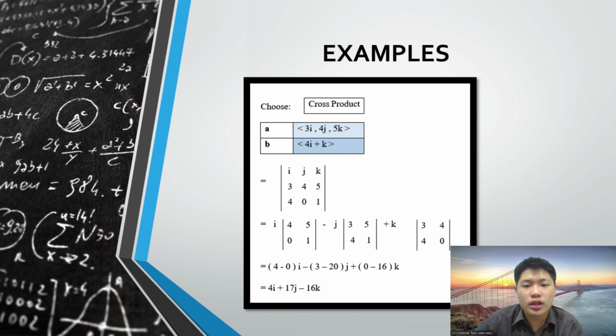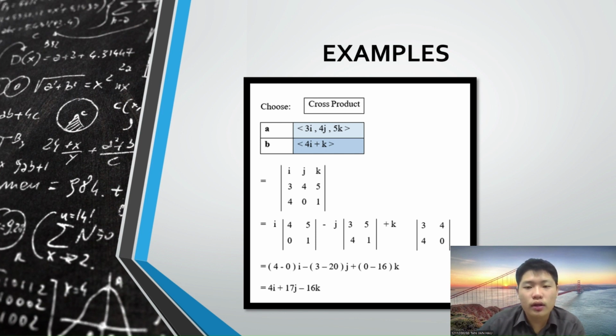First, it will change the question to matrix form. Vector A is i equal to 3, j equal to 4, and k equal to 5. Vector B is i equal to 4, j equal to 0, and k equal to 1. After that, it will find the determinant of the 3 times 3 matrix. And i is found from row 1 and column 1.